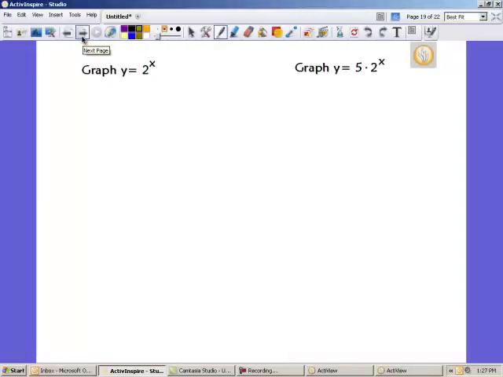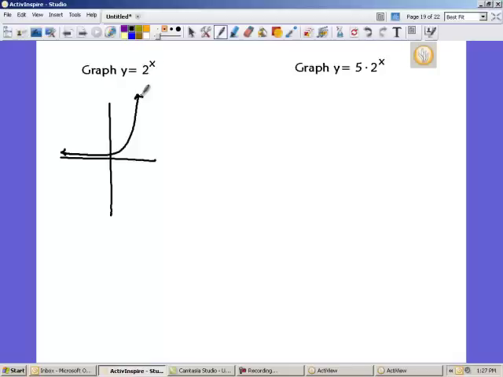So we're going to practice with a couple here. Remember, for your homework, you can sketch it to make it go faster. So all I'm going to do is go to my y equals and type in 2 to the x power. And when you do that, we get a graph that looks like that.